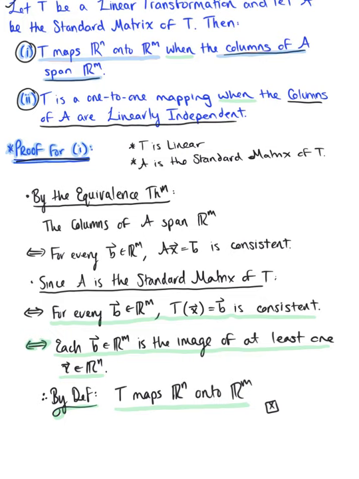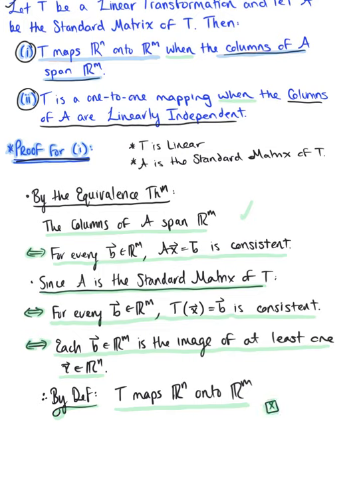Now, since A is the standard matrix of T, this is logically equivalent to saying that for every vector b in Rm, the matrix equation matrix A times vector x equals vector b is consistent, which we know is logically equivalent to saying that the columns of matrix A span Rm. So by using these logically equivalent statements, we can verify both directions simultaneously. Woohoo!